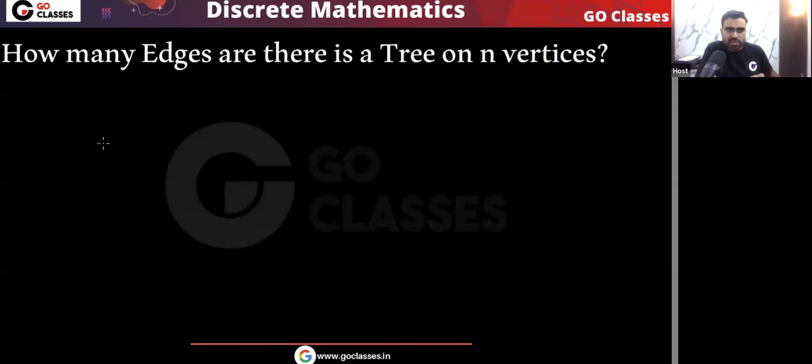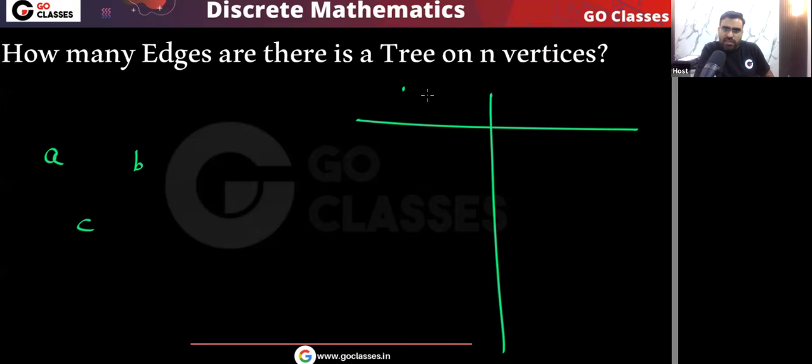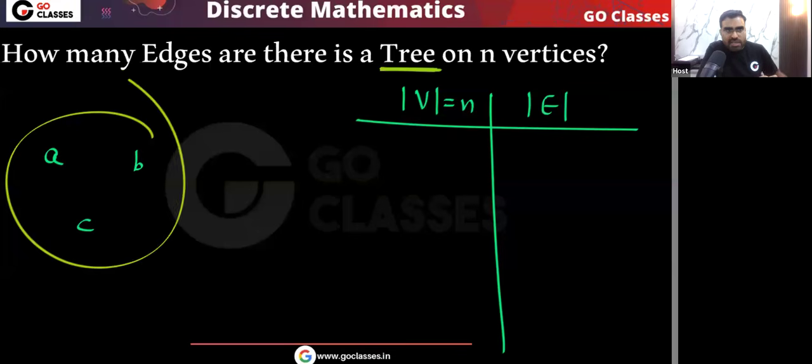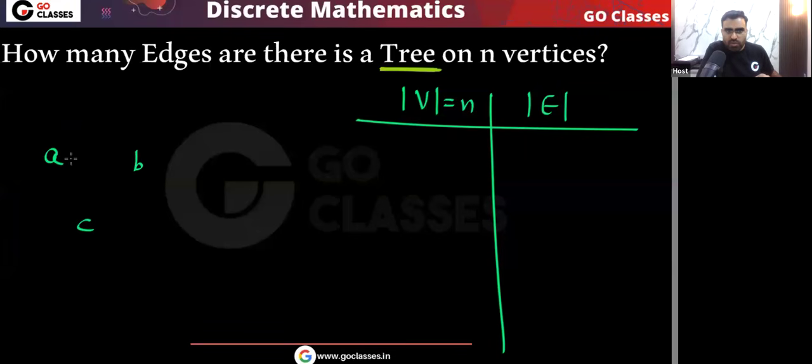So let's try to find out. Let's assume that you have three vertices and I'm creating the tree. On one side I am writing the number of vertices, that is n, and on the other side I am writing the number of edges. If you have three vertices and I want to create a tree, a tree is a connected acyclic graph, so let me know how many edges I will put. Right now, is this a tree? No, this is not connected, so this is not a tree.